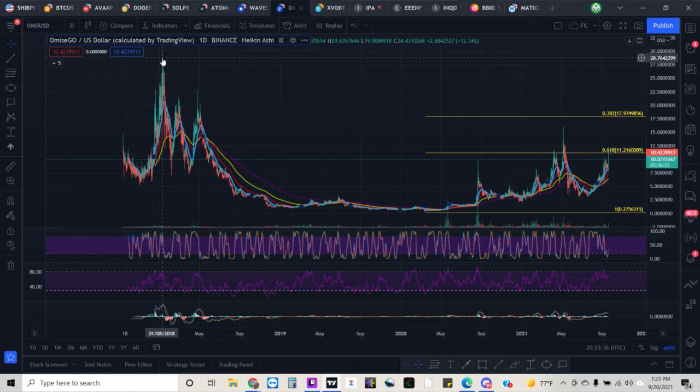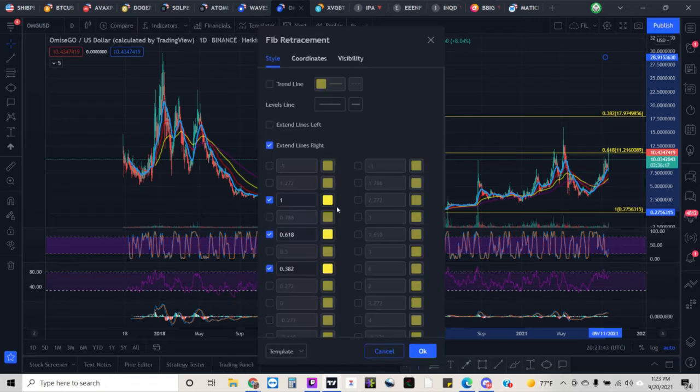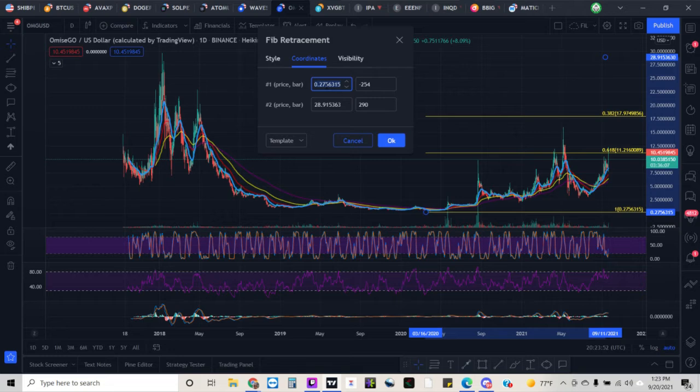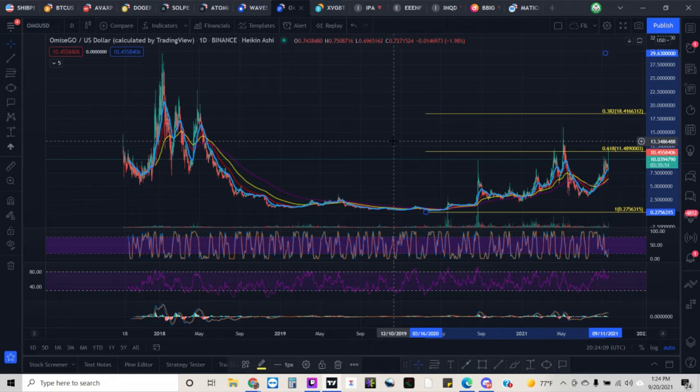Okay, and the high is 29.63. If you want to adjust it precisely to where the top and the bottom are, you click on the Fibonacci, click on the settings menu that comes up, hit coordinates. 29.63, and then the bottom is somewhere down there. I'm not going to worry. Oh, actually, undo. That's the bottom. 29.63 is the top. And click OK.